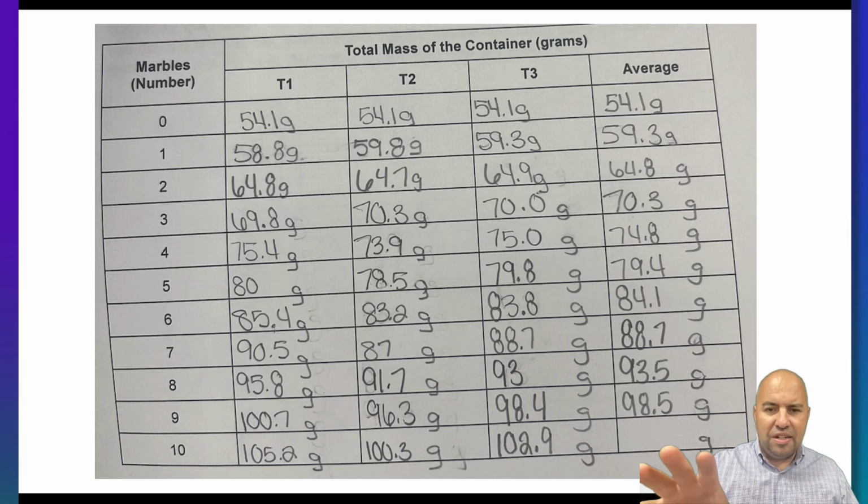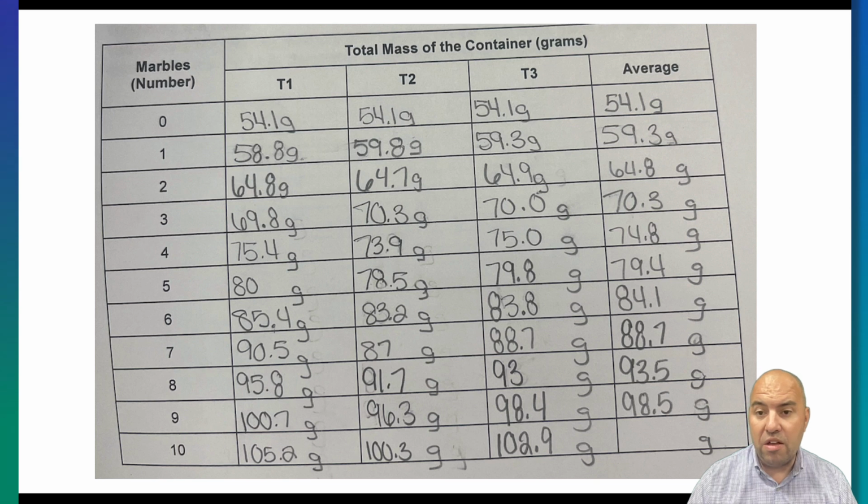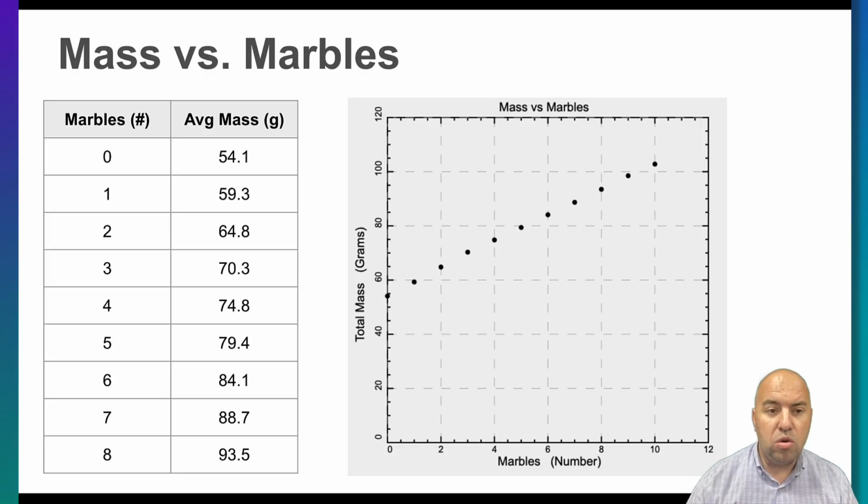Now, this is an example of someone who did this experiment, the stuff that they collected. You'll notice that they did multiple trials and they found the average. Now, what we're going to do here is use that to make a nice little graph for us. And when we do that, we don't graph the trials, we just graph the average. So if I create a graph that plots the total average mass versus the number of marbles, this is what I get.